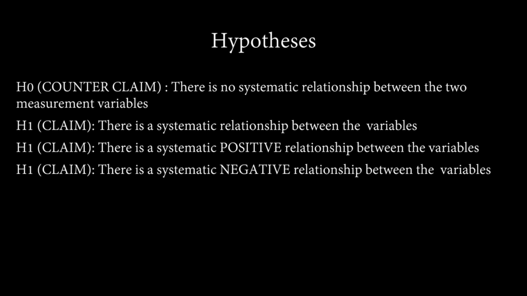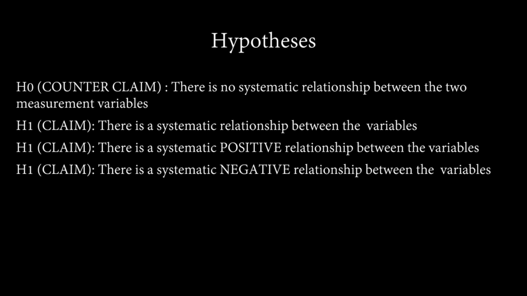Do we have hypotheses? Well, yes, we do. So first, our null hypothesis is that there is no systematic relationship between the two measurement variables. What is my claim? Well, there's three types of claim which are parallel to the types of relationship.